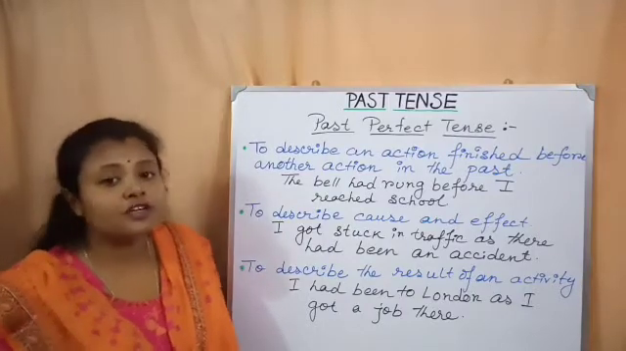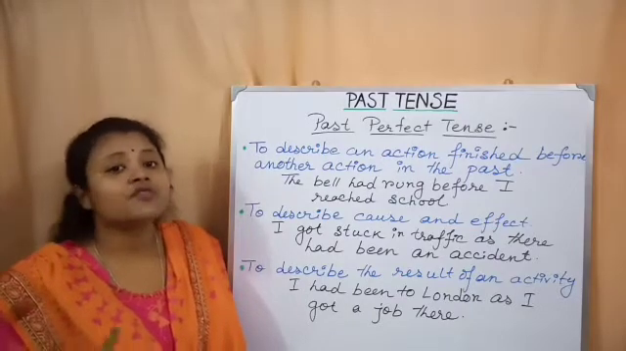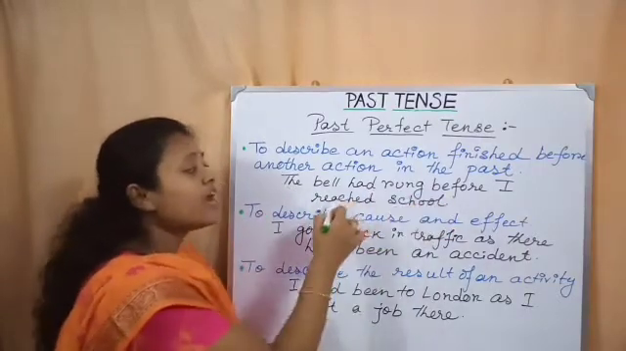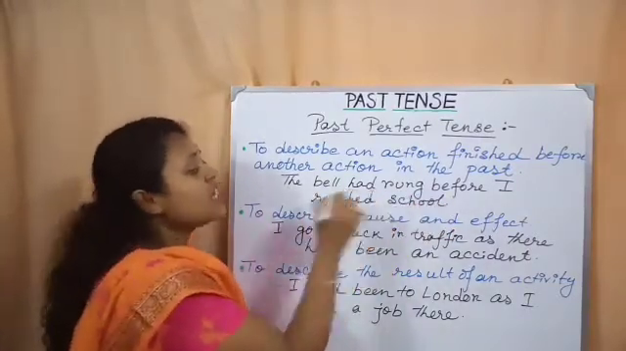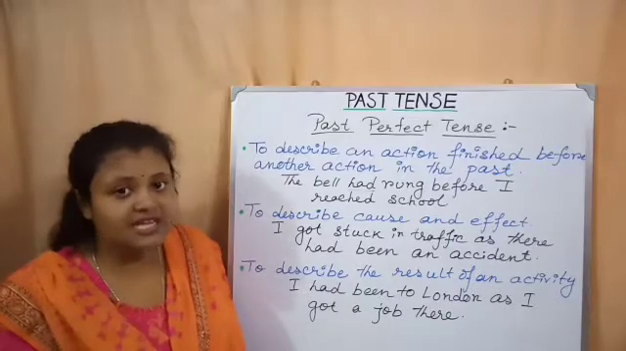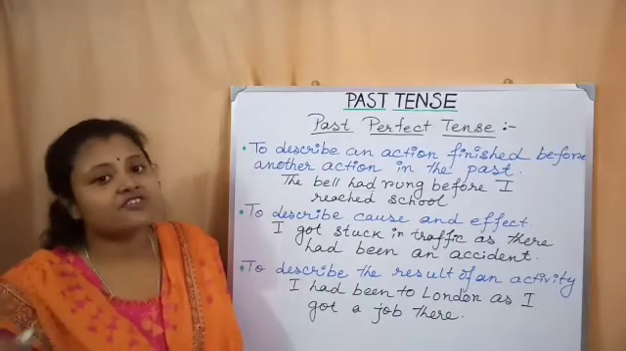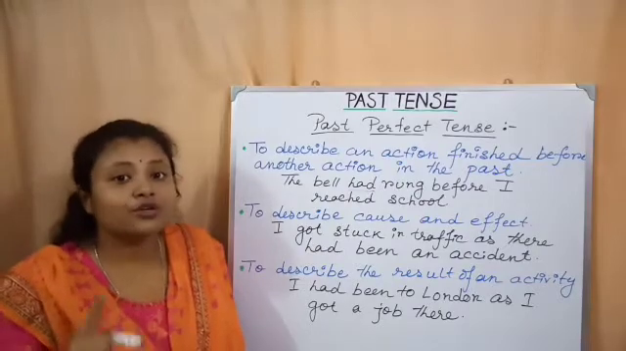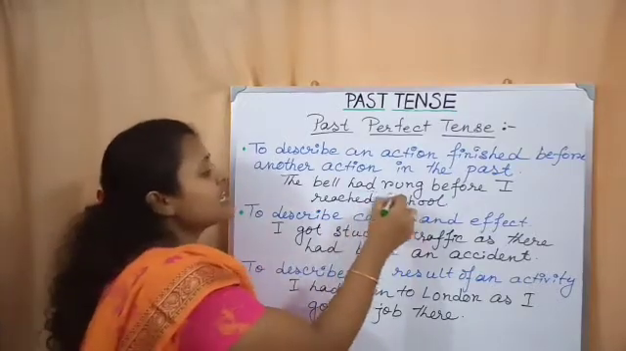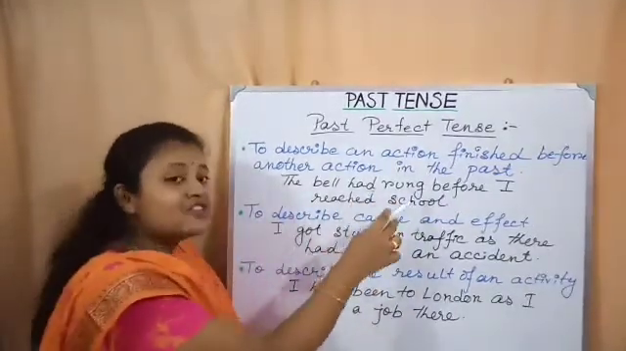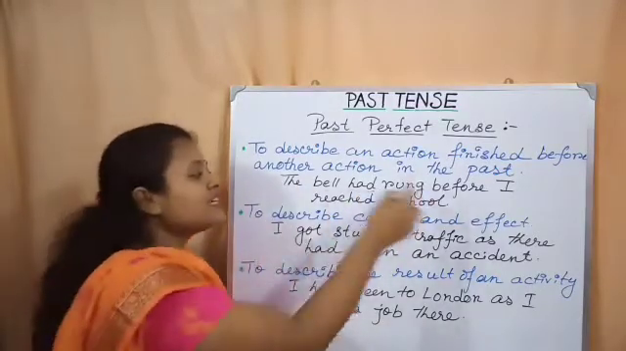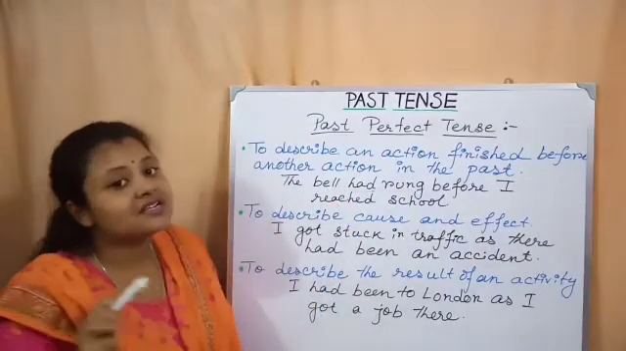So, here, for the first action that had occurred in the past, we have to use the past perfect tense. So here the bell had rung before I reached the school. After had, you have to use the past participle form of the main verb. Ring is the present tense, rang is the past tense, and rung is the perfect tense. Like write, wrote, written, go, went, gone. Similarly here, ring, rang, rung. So the bell had rung because I told you this action happened first. After that you reached the school. So for the second incident, I have used simple past tense.